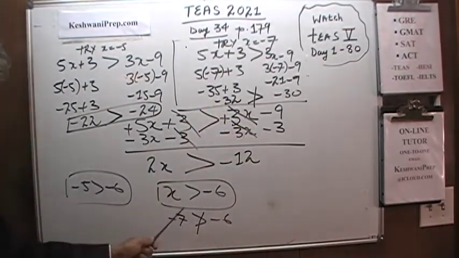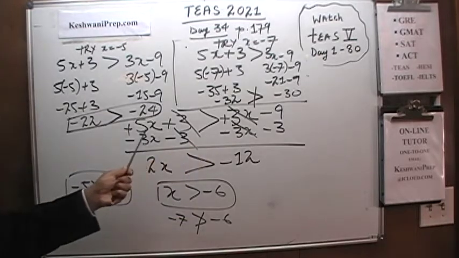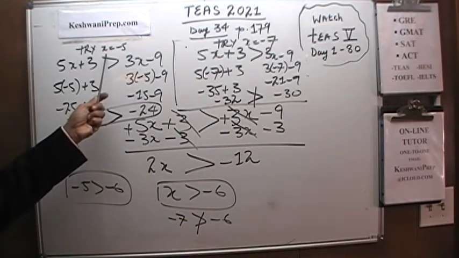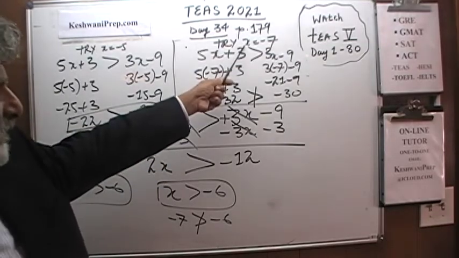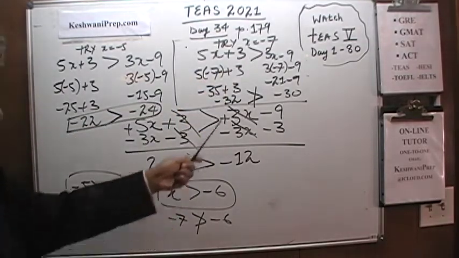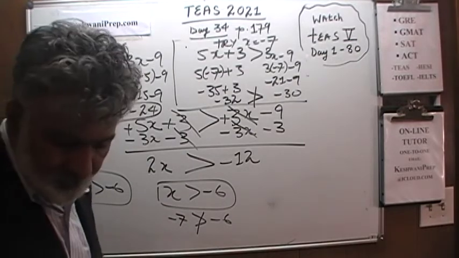So any number, as long as that number for the x is more than negative 6, this inequality will hold. We put in negative 5, it worked because negative 5 is greater than negative 6. We put in negative 7, which is not greater than negative 6, therefore it does not work. We're going to stop right here. That's the end of the page.